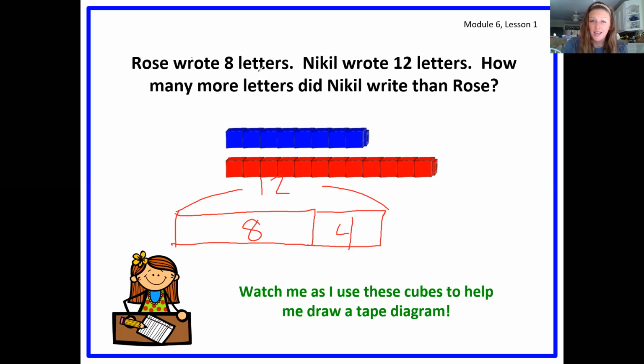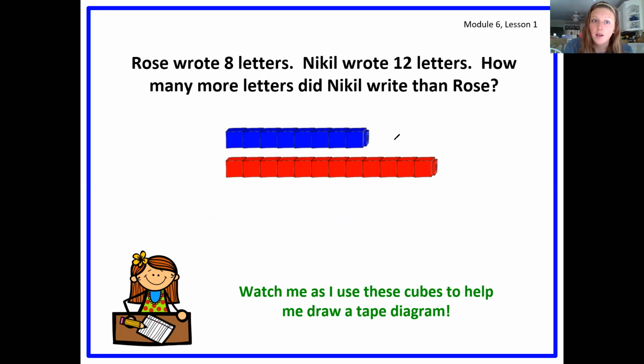Because yes, Rose and Nikil each have a number of letters, but the whole in this case is the 12, because we don't ever get more than 12 letters. So we're comparing the 2 letters that Nikil wrote and Rose wrote, okay? So I'm going to clear this and we're going to look at another one.